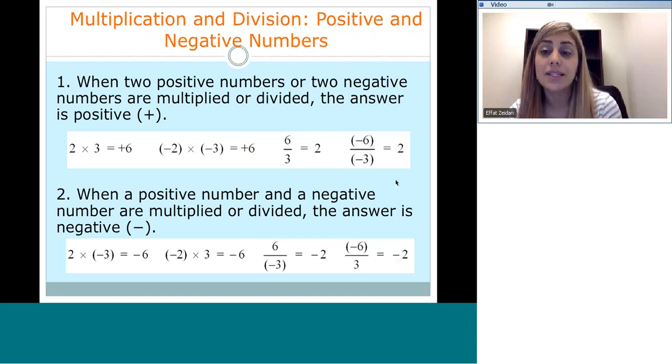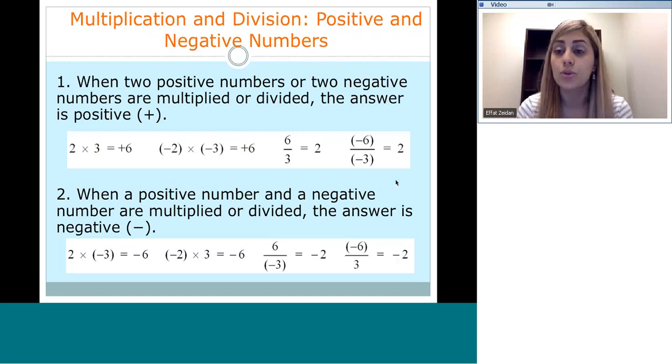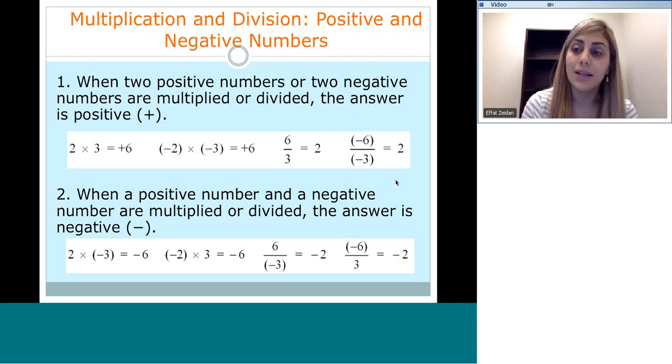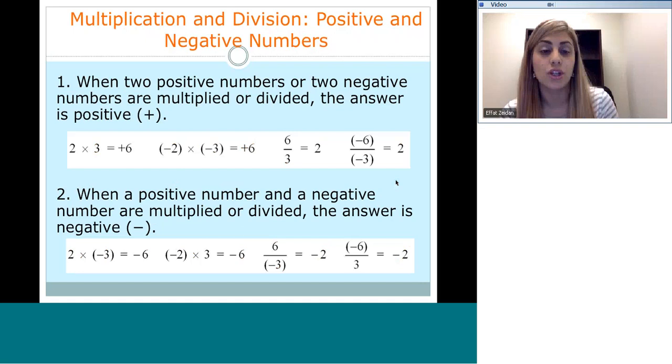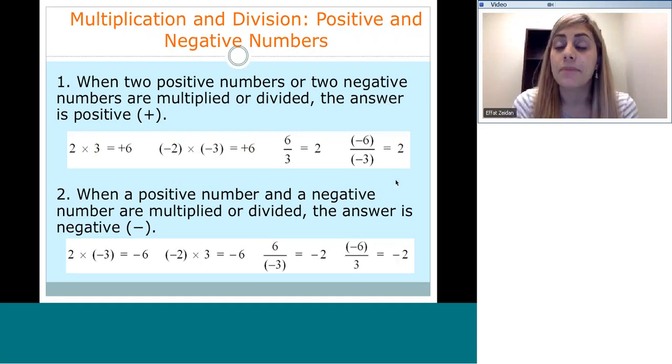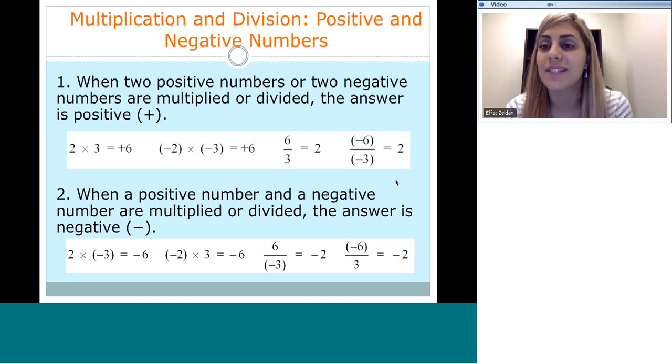Multiplication and division of positive and negative numbers. We will definitely need to be very well skilled with multiplication and division because we will encounter them in future chapters. When two positive numbers or two negative numbers are multiplied or divided, the answer is always positive. If you multiply 2 times 3, it will give you +6 because 2 is simply +2 and 3 is +3. This is a multiplication of two positive numbers, which gives you a positive number. If you multiply -2 and -3, you also get +6. So the multiplication of two negatives gives you a positive number, and the multiplication of two positives gives you a positive number, and the same applies for division.